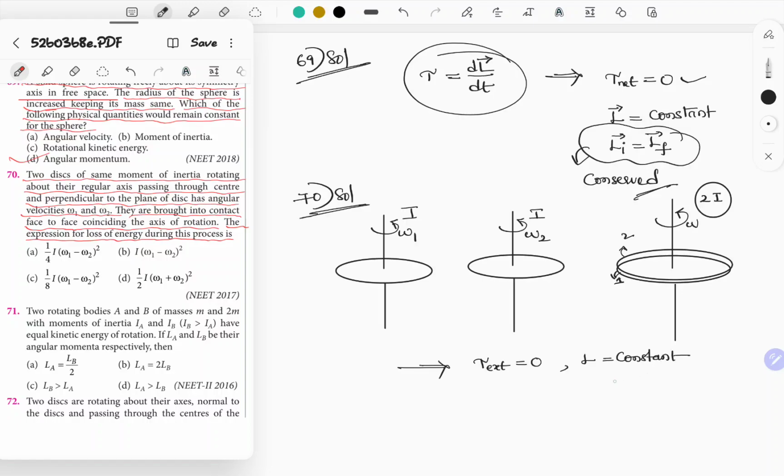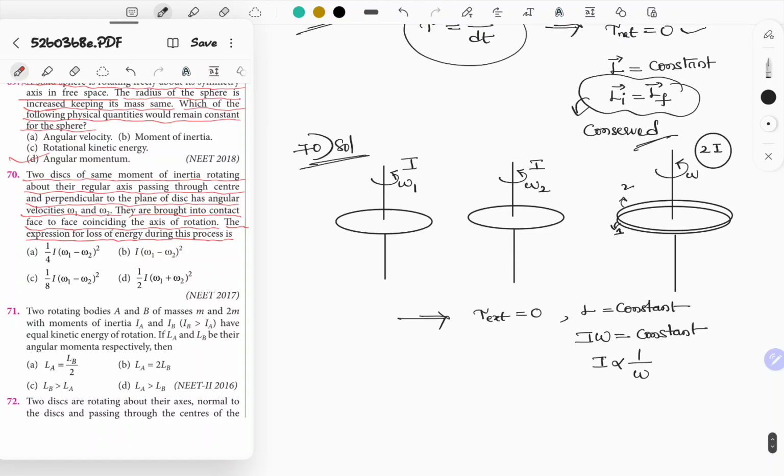If angular momentum is constant, the angular momentum formula for a rigid body is I times omega, and one more thing, I is inversely proportional to omega. In this case, the moment of inertia is increased because of adding one more disk.